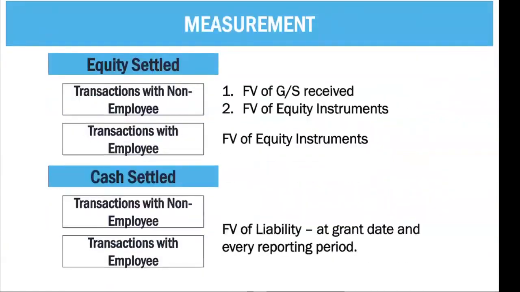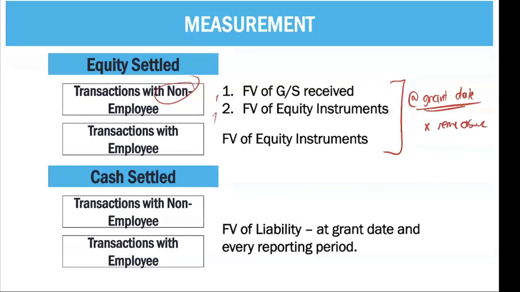How do we measure it? If it's equity settled, if it's a transaction with a non-employee, fair value of goods or services received, or fair value of equity instruments. If it's a transaction with an employee, fair value of equity instruments only. So take note, if it's with a non-employee, you have two: goods or services, and equity instruments. With an employee, fair value of equity instruments. At what particular date? At grant date. So get the fair value at grant date. Do not remeasure it. No remeasurement.